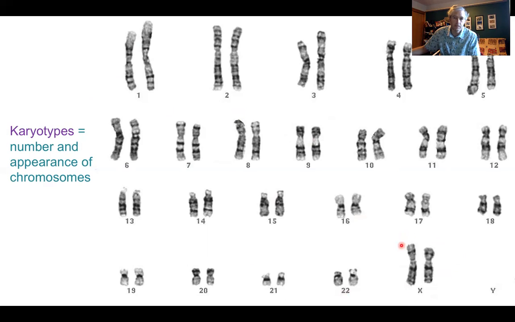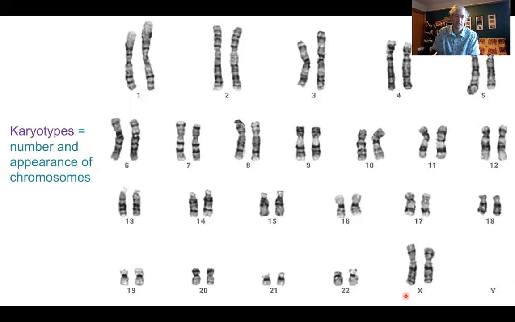Males in humans, and most mammals, have XY. So if it was a male, this chromosome would be sitting over on the Y. But it's a female because it's got 2 X chromosomes. So this is the basic karyotype of a human.